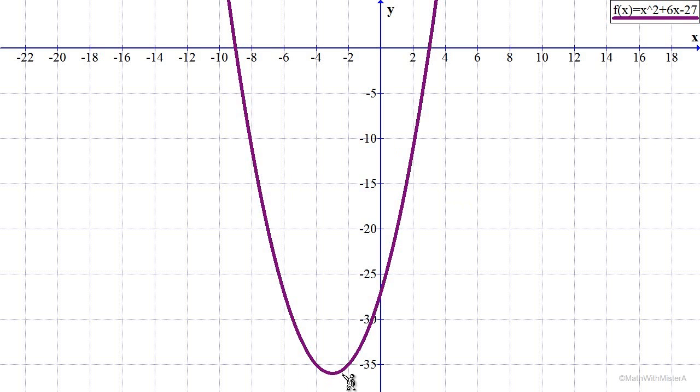And if we wanted to find the y-coordinate of that vertex, we would take that negative 3 and plug it in place of each x here. So that would give us a positive 9, minus 18, minus 27. That's a negative 36. So we are seeing our vertex at x equals negative 3, y equals negative 36, way down low.